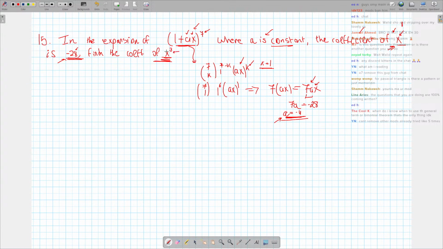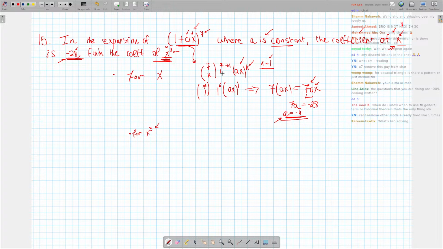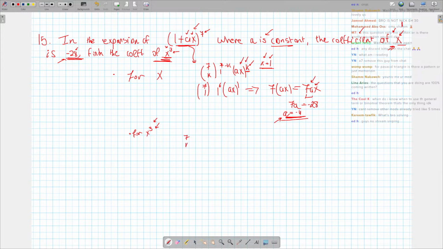When we want the power of x to be cube, what does k have to be? Let's say we want x cube. When the power of x is cube, when it's power 3, isn't that the same as k equals 3, right? Because now we know that the power of x is k. So if I want the power to be 3, that means k equals 3.